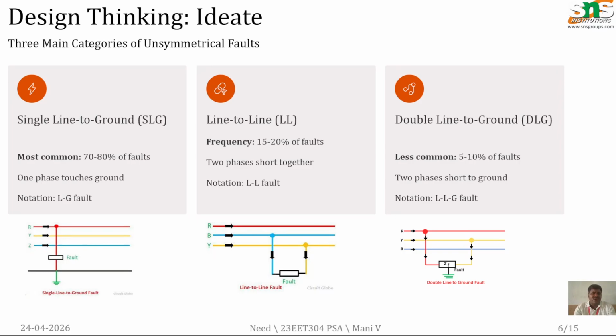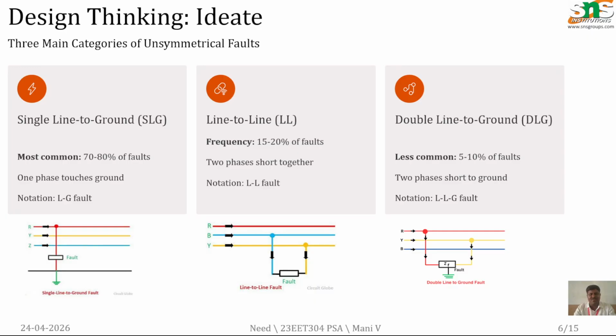One is a single line to ground fault, another is a line to line fault, and the next is a double line to ground fault. The most common fault is the single line to ground fault. Around 70 to 80% of faults occur as single line to ground faults. Here any one phase touches the ground, which is called a single line to ground fault. That may be either R phase, Y phase or B phase.